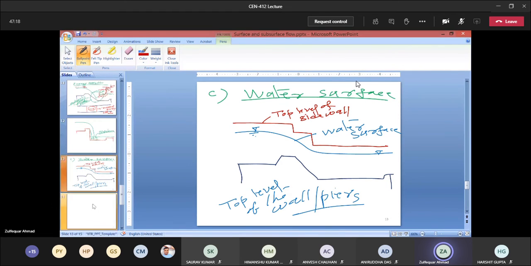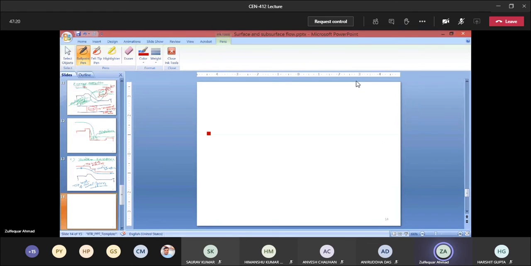The third one, which is the most important part in the case of a hydraulic structure, is cavitation. May I know what is cavitation? Could you respond? What is cavitation? Anybody?